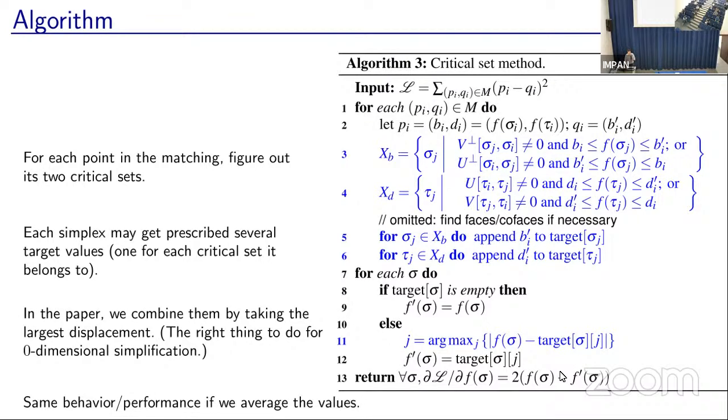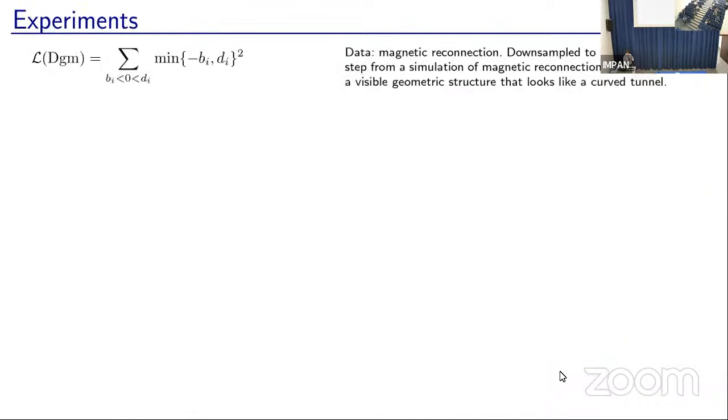Okay, so we implemented this. We did some experiments. The first is this quadrant loss, right? Where you have a bunch of points and you're trying to move them out of the quadrant. And the data comes from some simulation of mimetic reconnection.